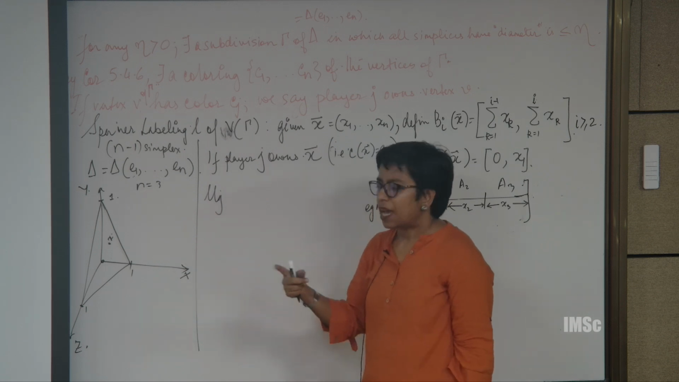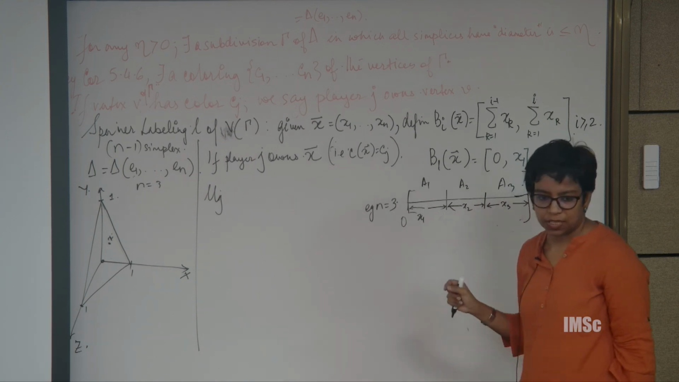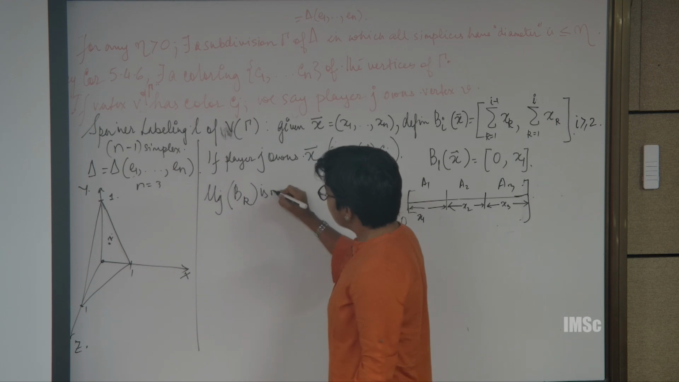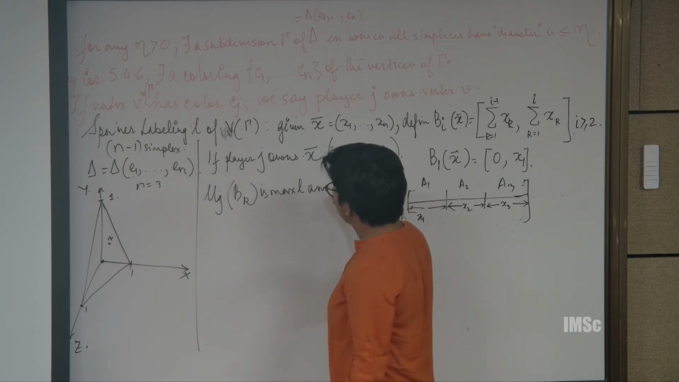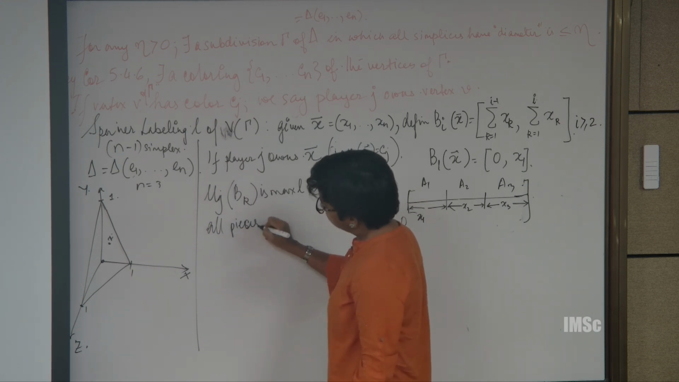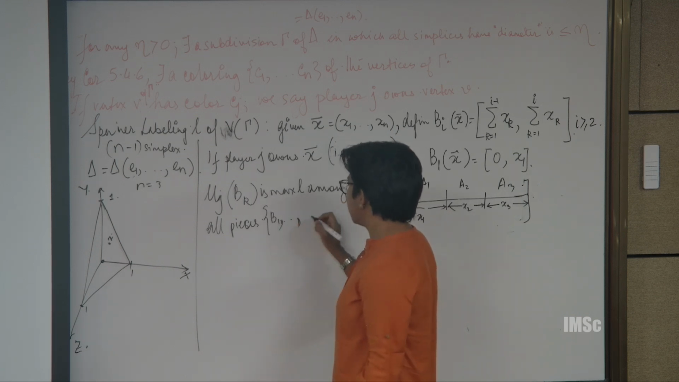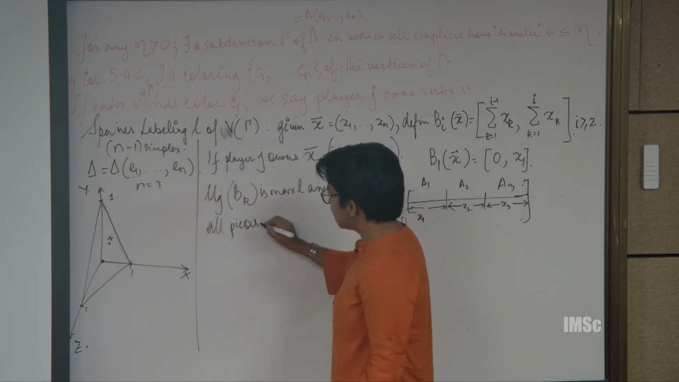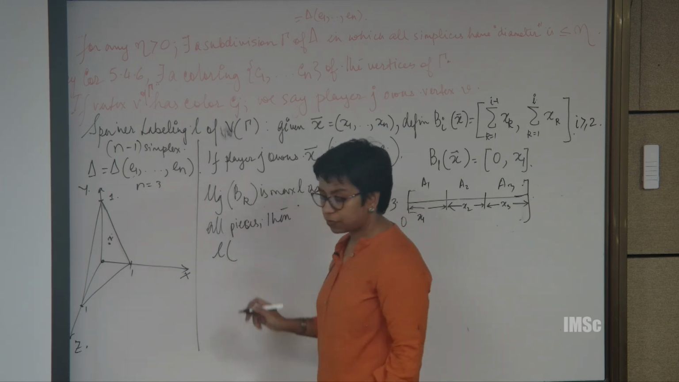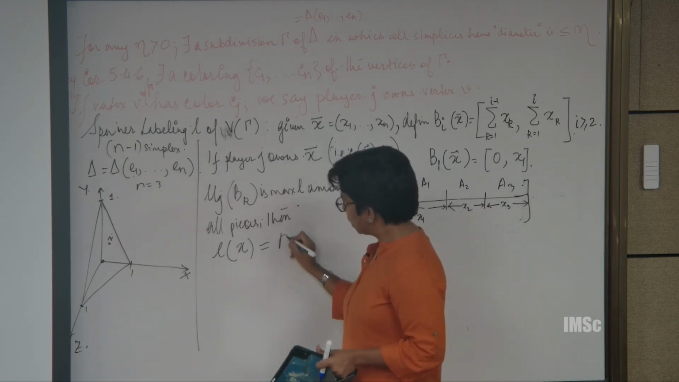I basically apply the valuation function of the player j to each of these pieces, the chunks, the blocks that I have created. Okay. If mu j of bk is maximal among all the pieces, meaning at least as good as these pieces, then what do you think should happen? What should be the labeling of x? It should be k.